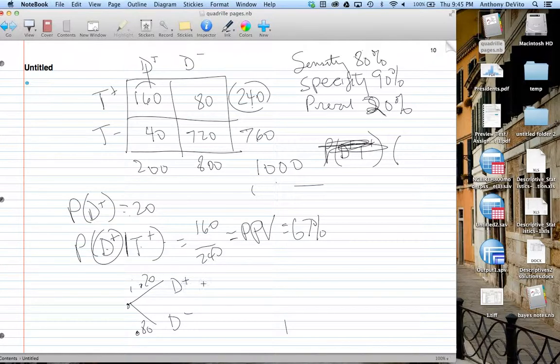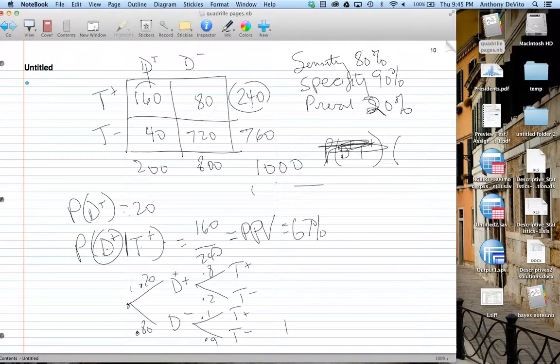Now, out of those people, what's the probability that you test positive? If you have the disease, you test positive or test negative. If you have the disease, the sensitivity says that 80% of the time you're going to test positive. So this is going to be 80%, and this is going to be 20%. 20% of the time you're going to test negative. If you don't have the disease, well, 90% of the time you're going to test negative, and 10% of the time you're going to test positive.